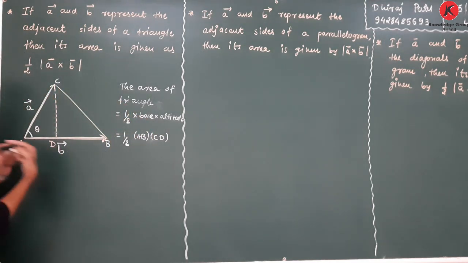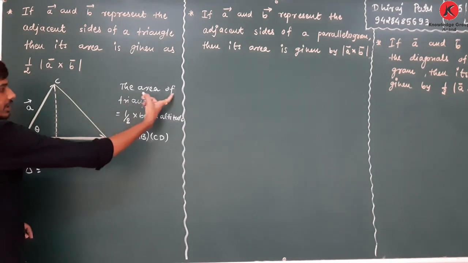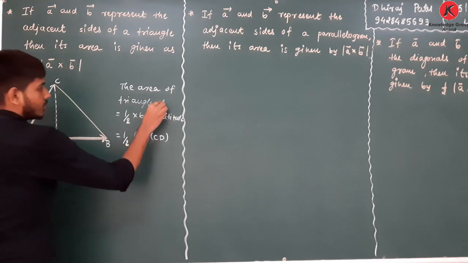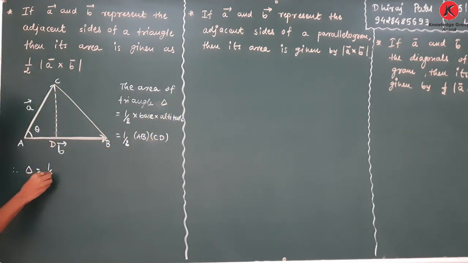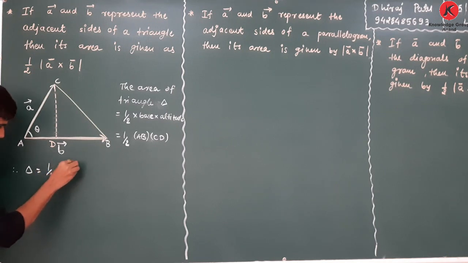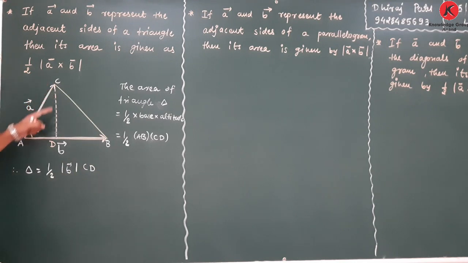Now see here, AB is equal to the magnitude of vector B. Therefore we can write, let us represent the area of the triangle by delta. Delta equals half AB into CD, where delta equals half magnitude of vector B into CD. Now what is CD? Now I am going to calculate CD. Look, this is angle theta.